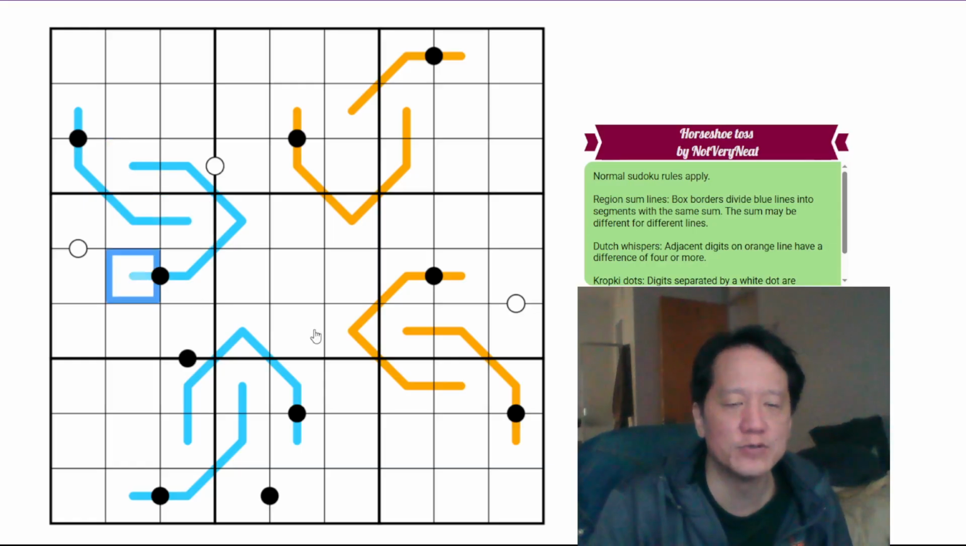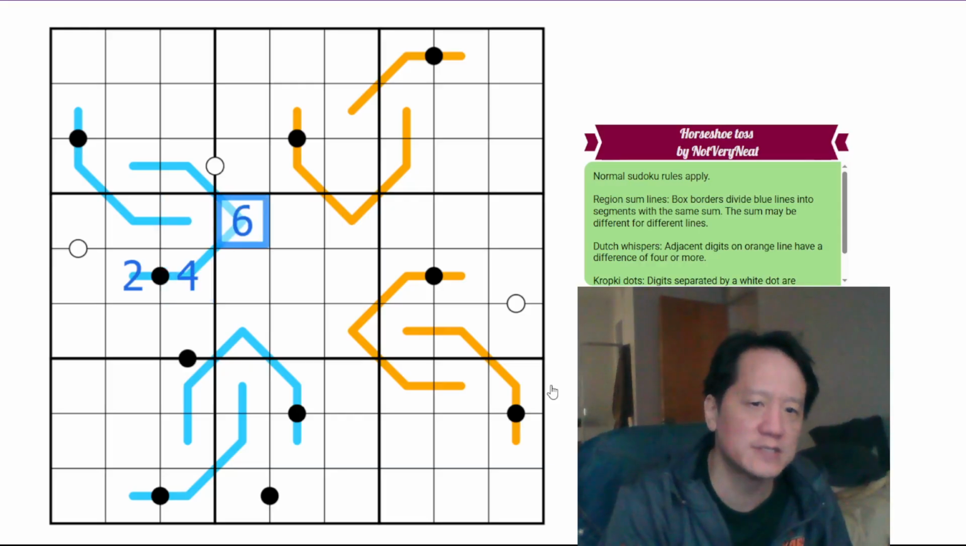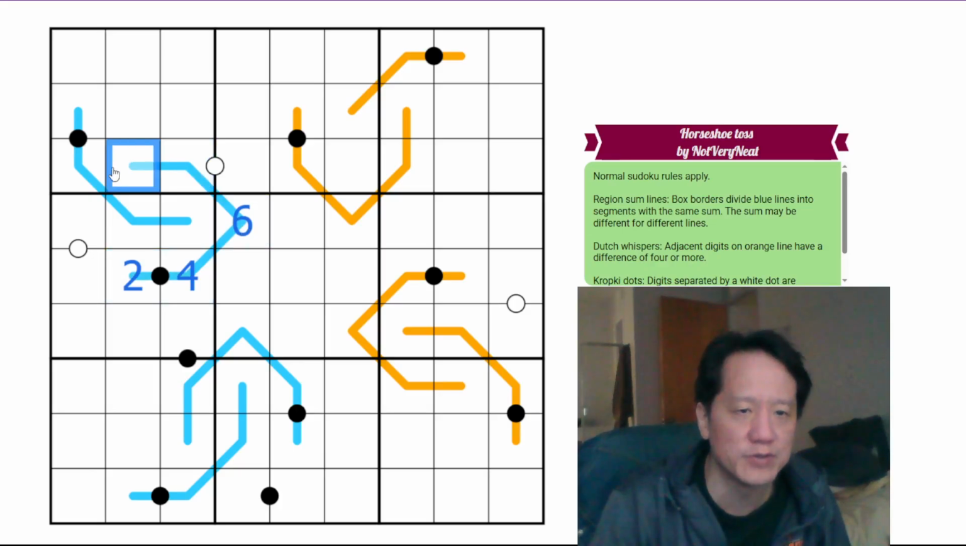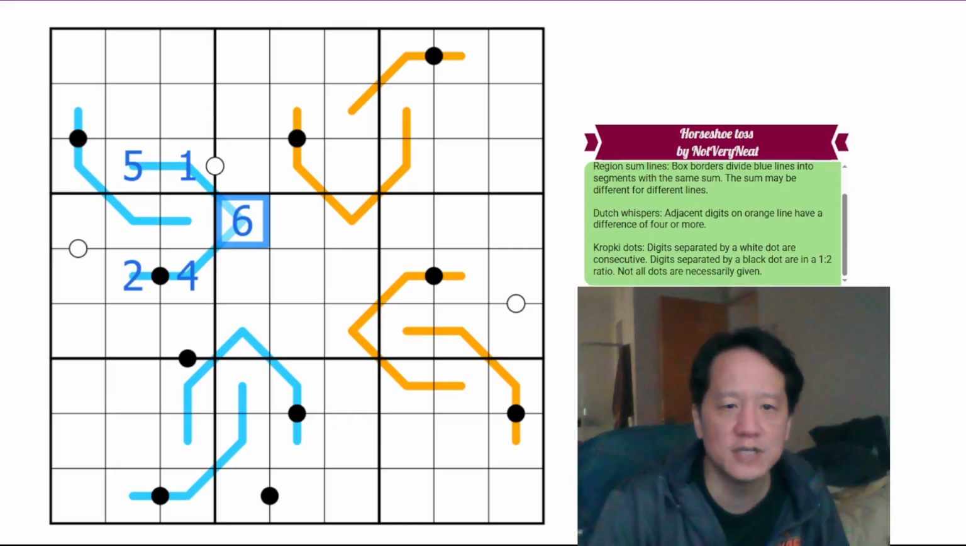So, for example, say this was 2 and 4. Then this digit would have to be 6, because the sum of the segments on this part must equal the sum of the segment here, which must equal the sum of the segment here. So this could be something like 2, 4, 1, 5, and 6. And this would work because 2 and 4 add up to 6, 1 and 5 add up to 6, and obviously 6 adds up to 6. And that's an example of how region sum lines work.